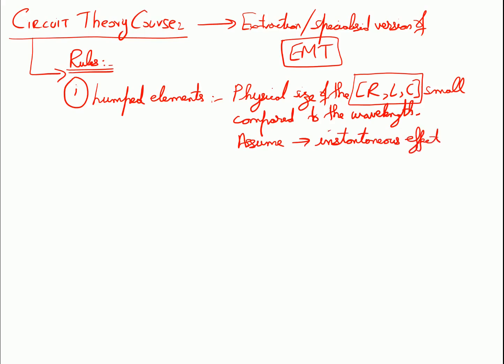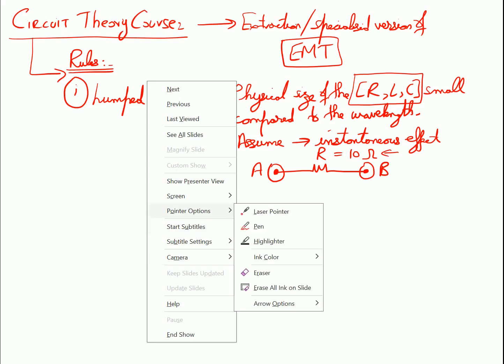It means, like, if I take a resistor of value R and I say its value is 10 ohms, and we consider this to be a lumped component, we assume that whatever energy was input at the terminal A, the same energy is received at the output terminal B, because we are considering the wavelength. So if I can change the pointer.